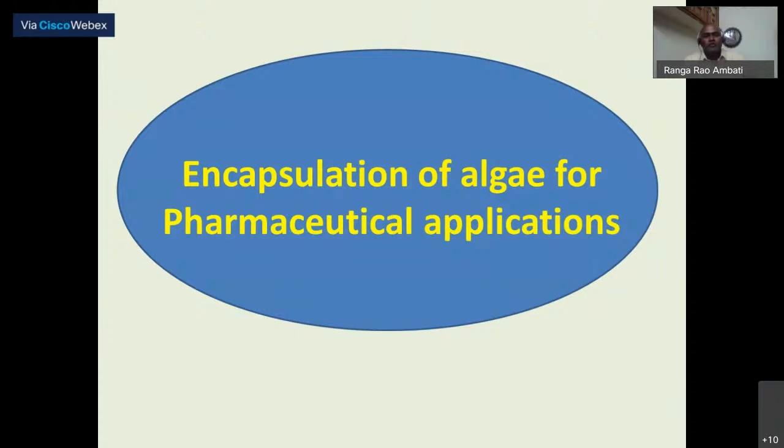Coming to pharmaceutical: as people reported the food applications, these are some of the pharmaceutical applications. People use algae for various applications. Can you go to the next slide?